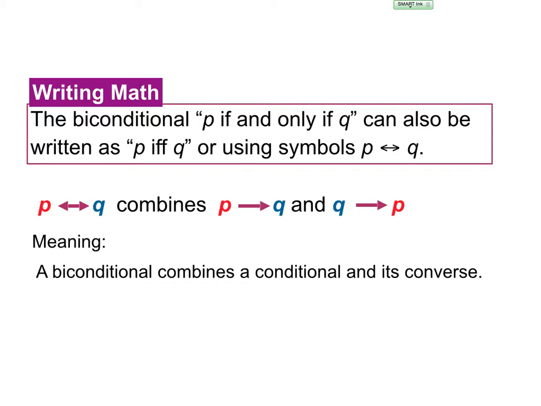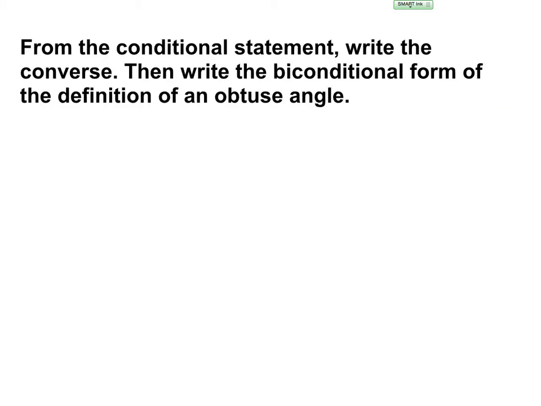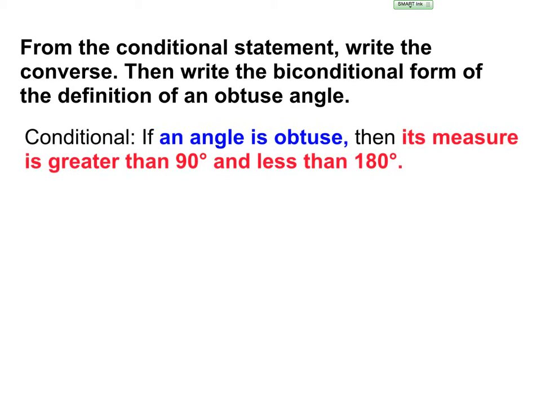It combines both the if P then Q and if Q then P. So we're going to take a biconditional apart to come up with both of those separate statements. We're going to start with one of them, create the converse, and then make the biconditional. So we're going to go both ways on this. Okay, here's a conditional statement. I want you to write the converse and then write the biconditional form of this definition. Let's see if we can do this together for the first one.